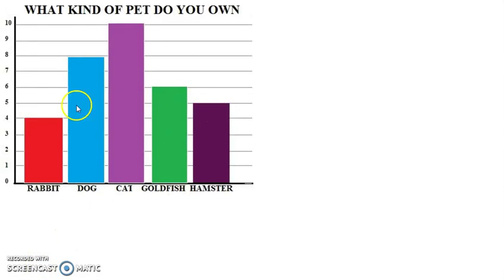So this is a type of bar graph. So we know that they are not connected. They have gaps in between. And our categories are rabbit, dog, cat, goldfish, and hamster. So we don't have a number line on the bottom. So that's why this is called categorical data.